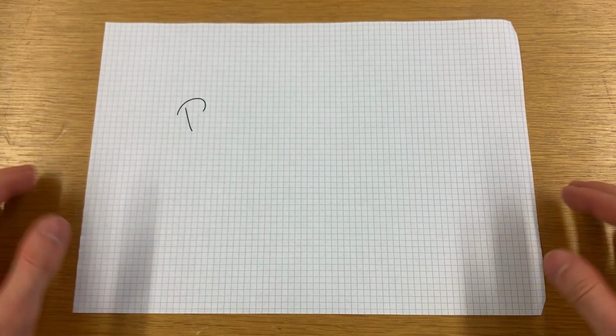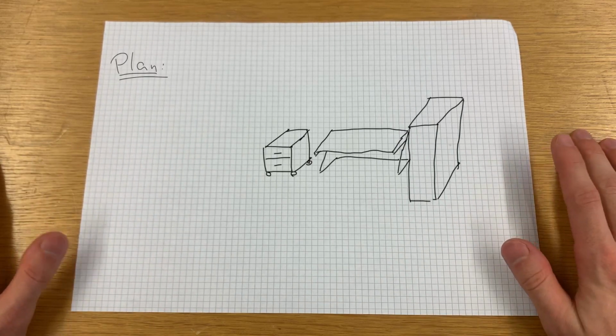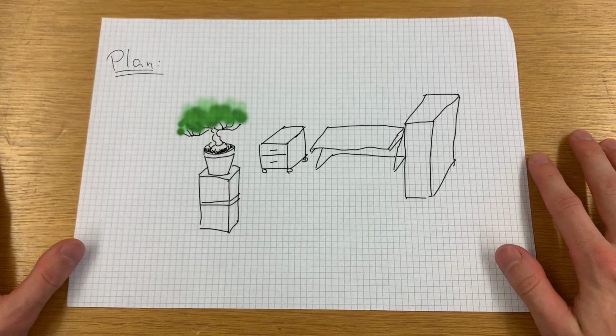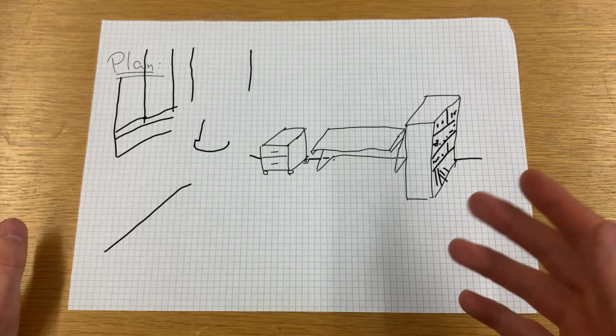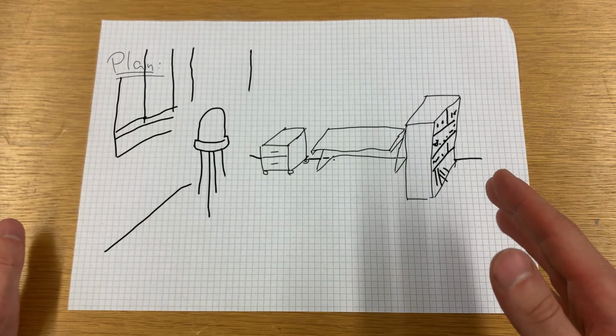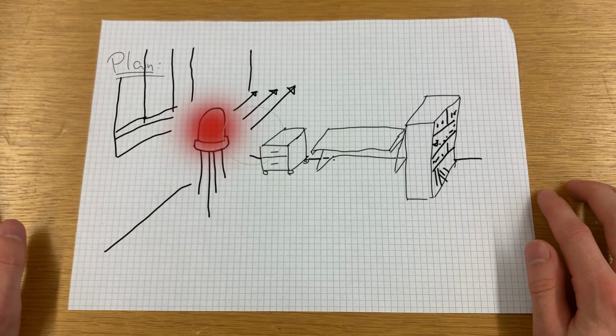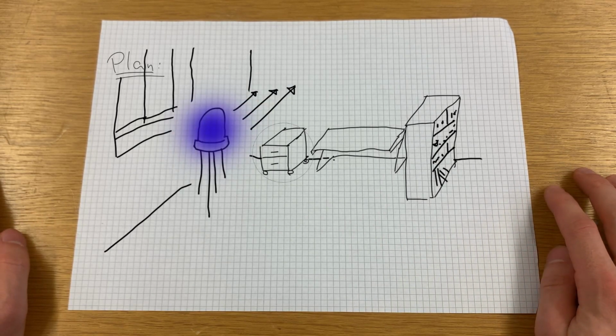So the plan is as follows. I create a 3D model of my room, just in small. Then I replace all the plants with LEDs that will alarm me when my plants get low on water. I will have the LEDs turn red if the plant is really dry. Blue will show that the plant just has been watered.